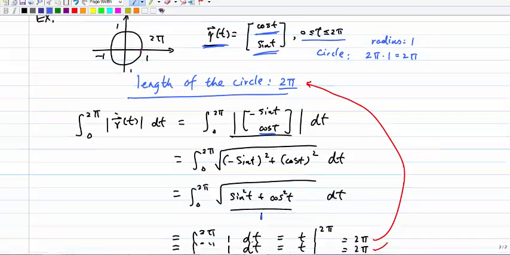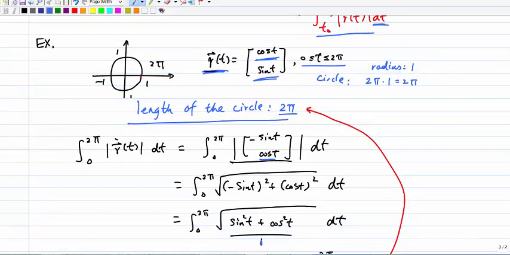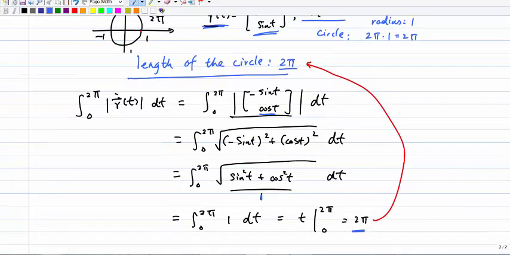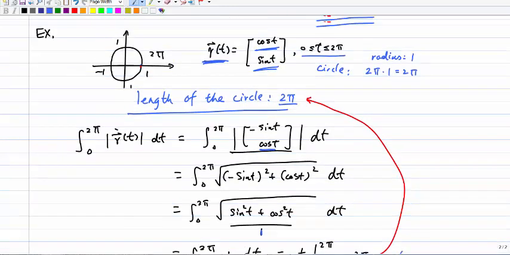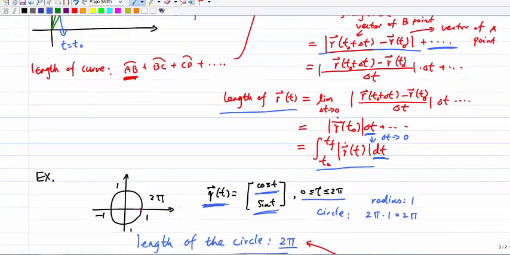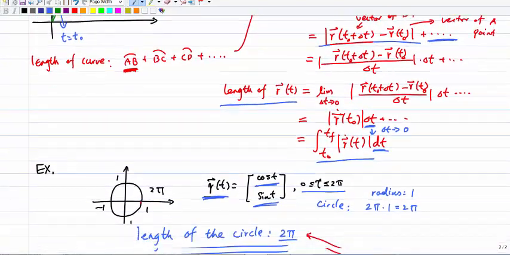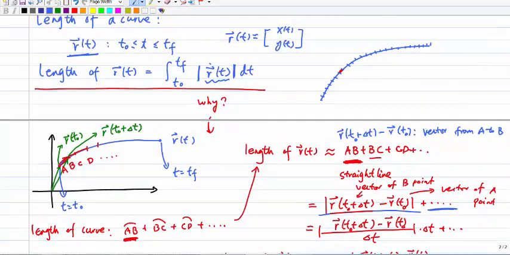I used our concept, the length of the circle, which is 2 pi, and they actually match. They're equal, which shows that the way we compute it this way is correct. It makes sense. So that's how we compute the length of a curve using this approach.